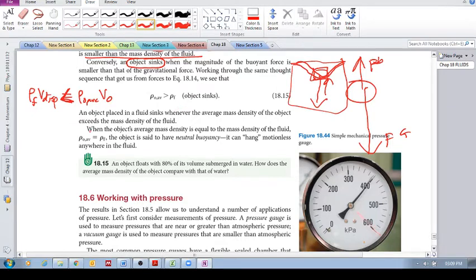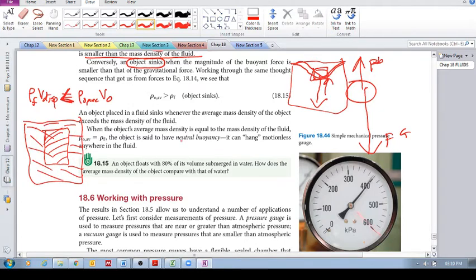Okay, then finally, when the object's average mass density is equal to the mass density of the fluid, which is basically if you just have a block or a cylinder of water inside water that has the same density, then we have neutral buoyancy. It can hang motionless anywhere in the fluid. Okay, I think that's good enough for now.